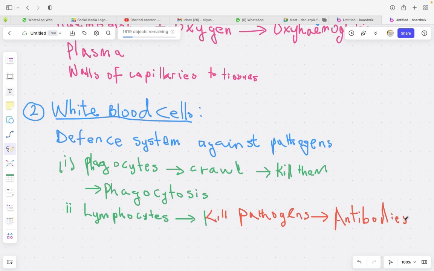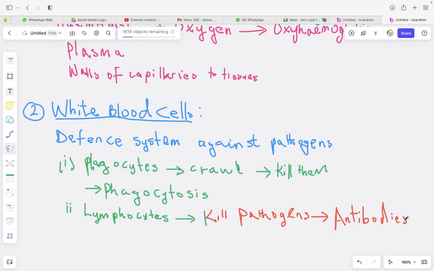Phagocytes are crawling around. Phagocytes will come in contact with them and kill them. So it's either the lymphocytes kill the pathogens directly by secreting a chemical known as the antibody, or they weaken the pathogens and make it easy for the phagocytes to kill them. Okay?